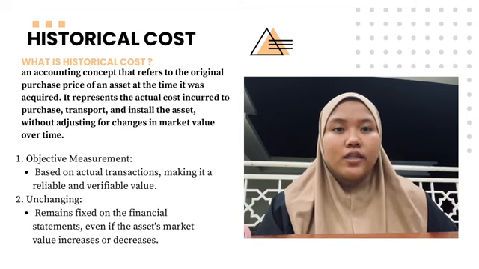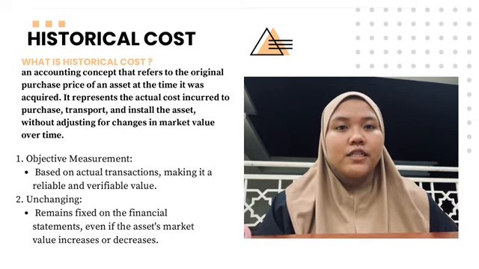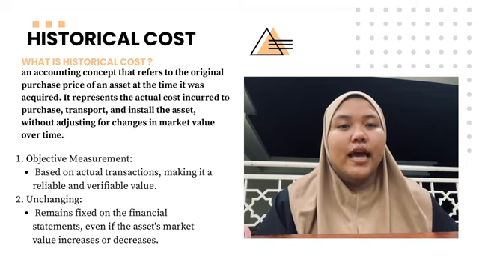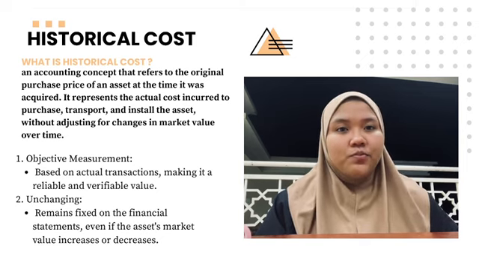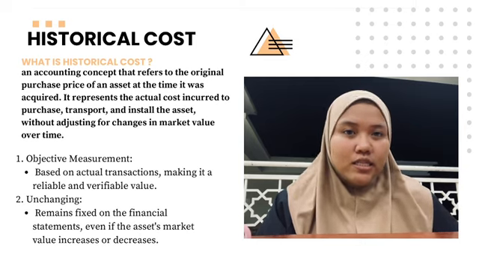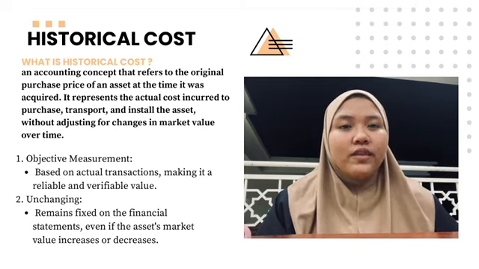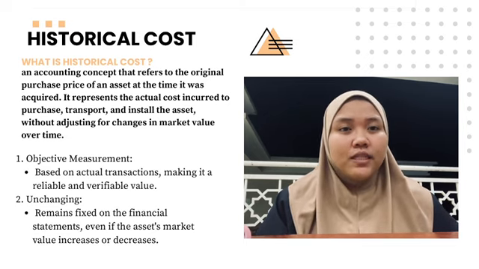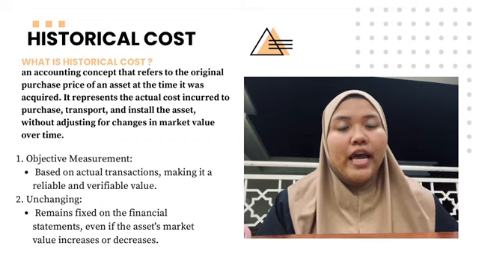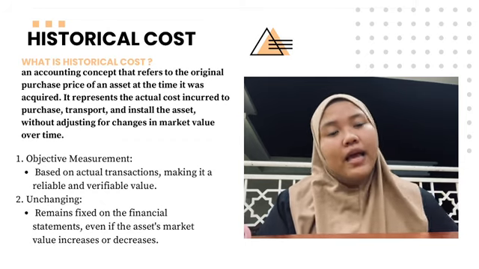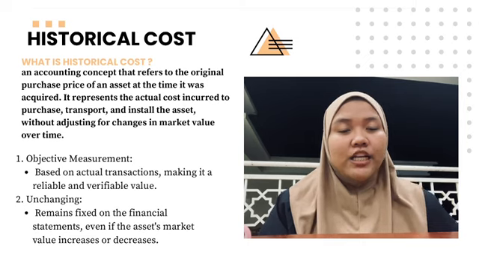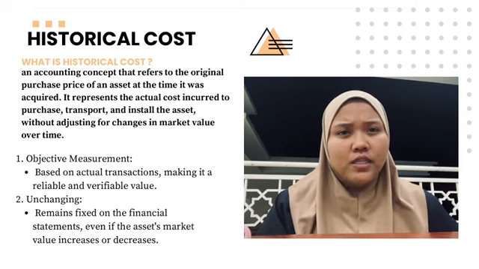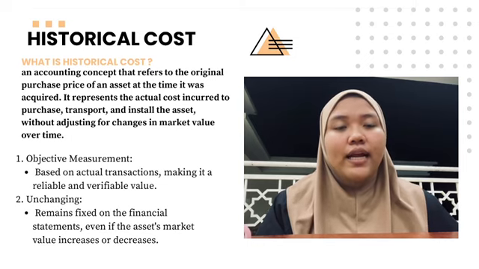Historical cost is an accounting concept that refers to the original purchase price of an asset at the time it was acquired. It represents the actual cost incurred to purchase, transfer, and install the asset without adjusting for change in market value over time. A key feature of historical cost is objective measurement. Objective measurement is based on actual transactions, making it a reliable and verifiable value. Second is unchanging. Unchanging remains fixed on the financial statements even if the asset's market value increases or decreases.